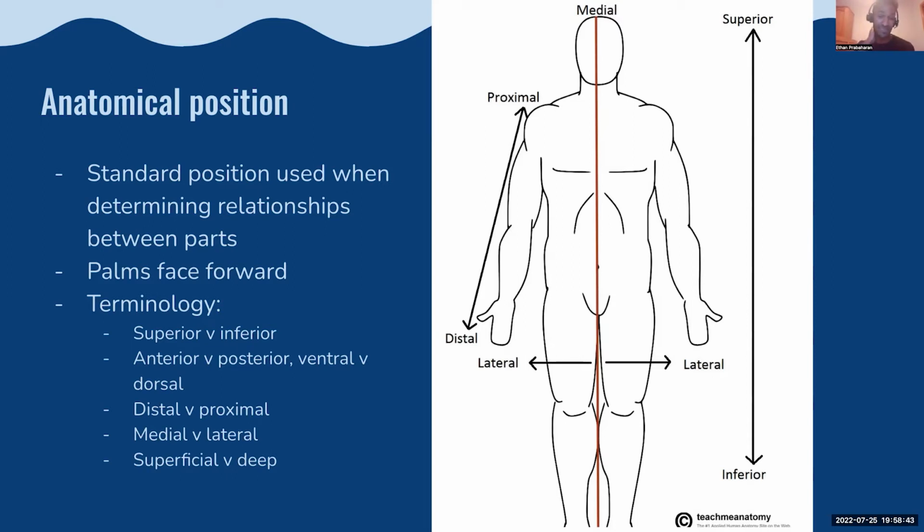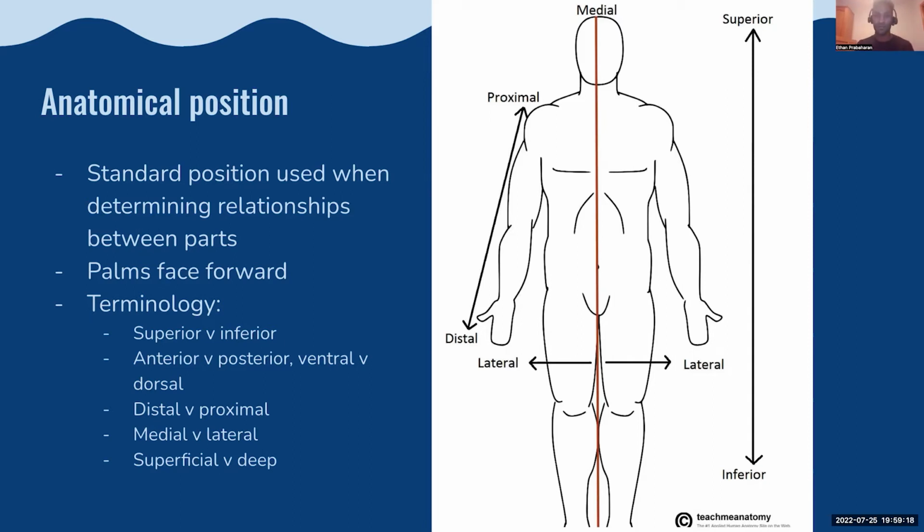Then we have medial and lateral, and they work in a similar way, but slightly differently to proximal and distal. Medial quite literally means closer to the midline, and lateral is further away. So for example, the pinky is medial to the thumb. Even though they're both distal structures, your pinky is closer to the midline of your body than your thumb is in this anatomical position, which is another reason why it's useful to have that standard position. And last of all is superficial and deep.